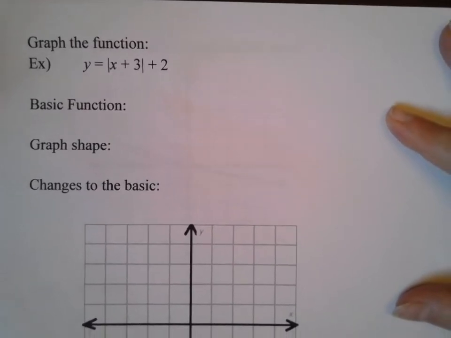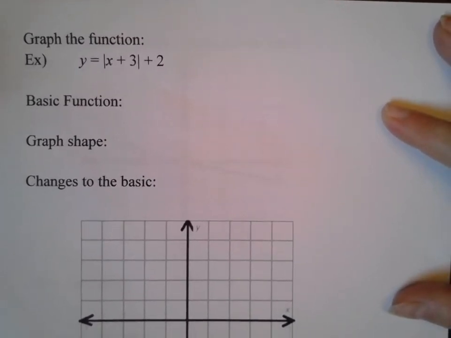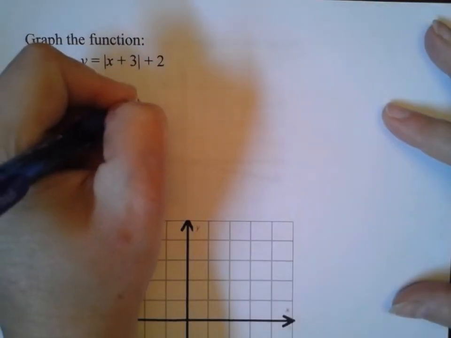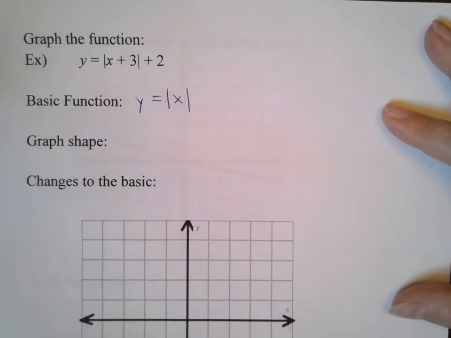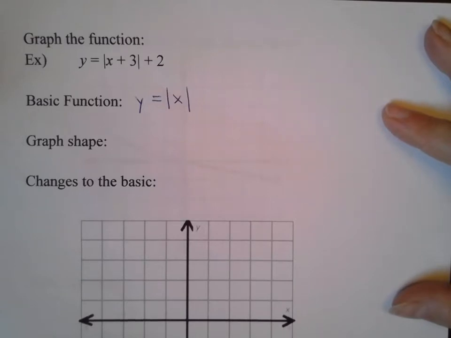Because you know a lot about this equation now that we've talked about the basic graphs and we've talked about the transformations. So what is the basic function that we're working with here? You see the grouping symbol, the absolute value bars? That's the basic function. So that's our starting point, the absolute value of x. What is the shape of that, the graph of the absolute value of x? Do you remember?